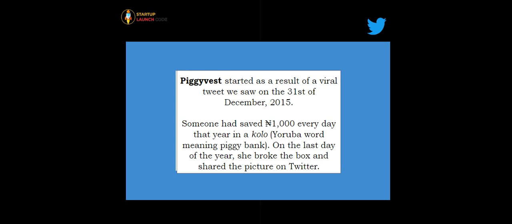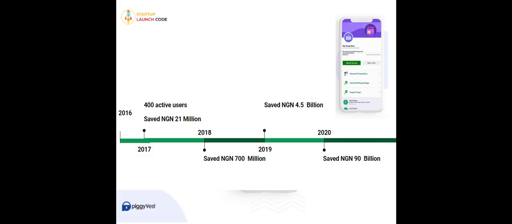The first MVP was built in about 3 days. You can imagine the urgency right after having that conversation, knowing we need to put something in the marketplace and begin to engage the users. And that's just the story of Piggyvest. The very first product went live in January of 2016.